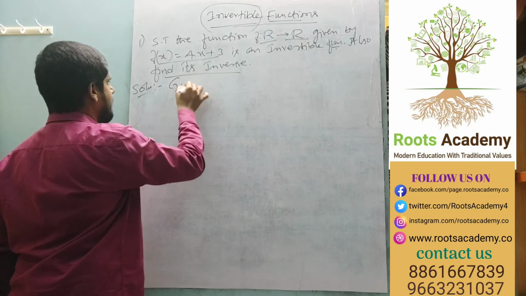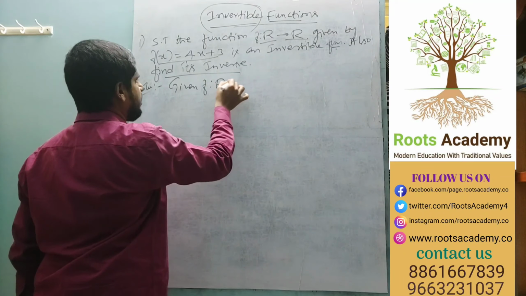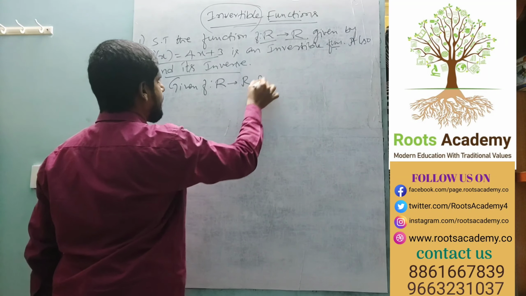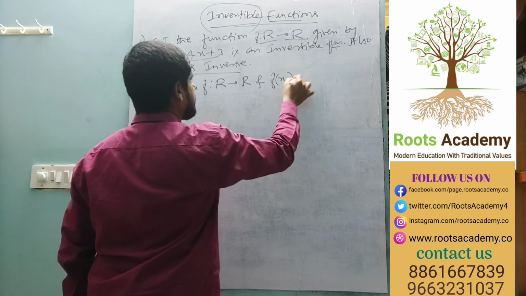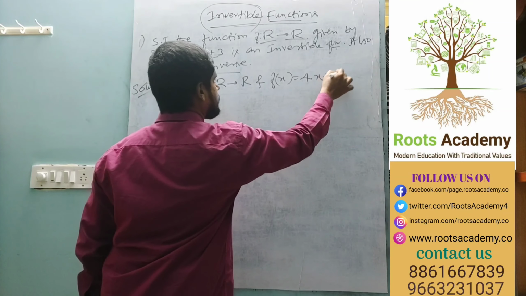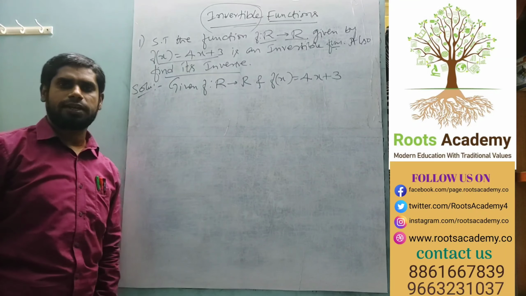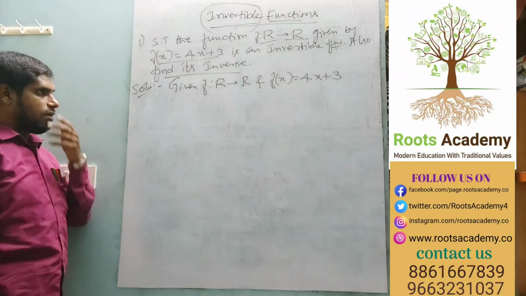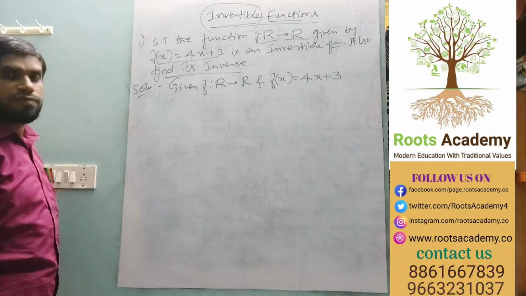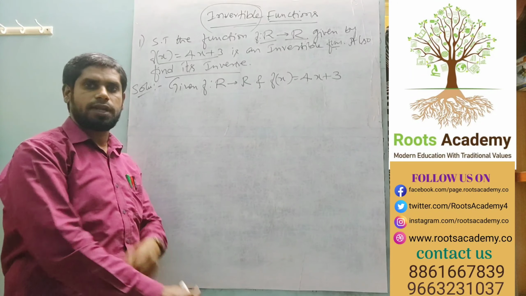Given: f is defined from R to R, and our function is f of x is equal to 4x plus 3. Now, student, let us first prove it is 1-1, then onto.